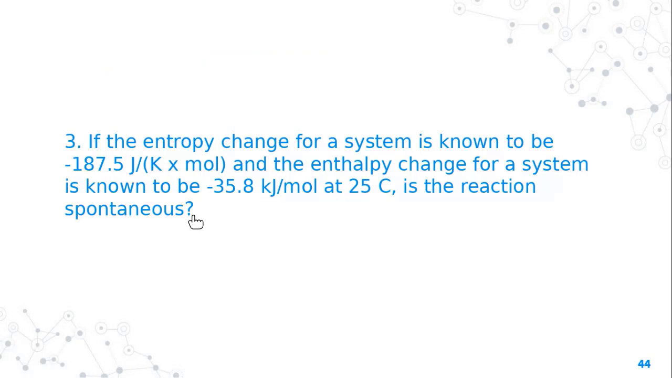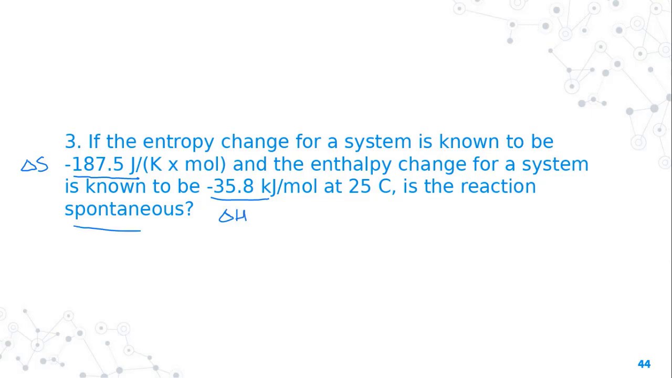Okay, so the entropy change for a system is known to be negative 187.5, and the enthalpy change for a system is negative 35.8 kilojoules at 25 Celsius. Is the reaction spontaneous? I know I went over number 2 quickly, but let me know if I ever go too quick and I can slow down and re-explain any portion. All right, so we have entropy. This is our delta S. And this is our enthalpy, so this is our delta H.